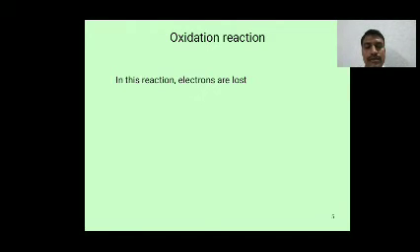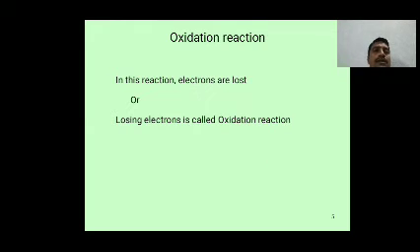What is oxidation? When an atom, ion or molecule loses electrons, it is called oxidation. Another one, addition of oxygen is also called oxidation. Removal of hydrogen is also called oxidation. Increase in oxidation number is called oxidation reaction, or losing electrons is called oxidation reaction.